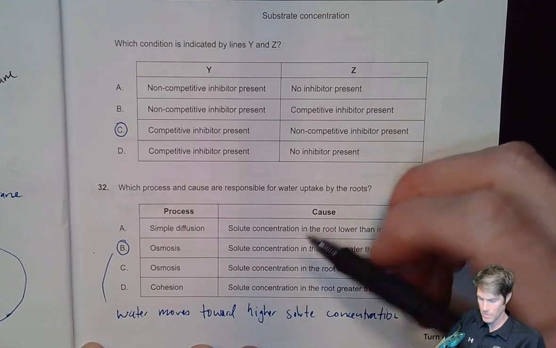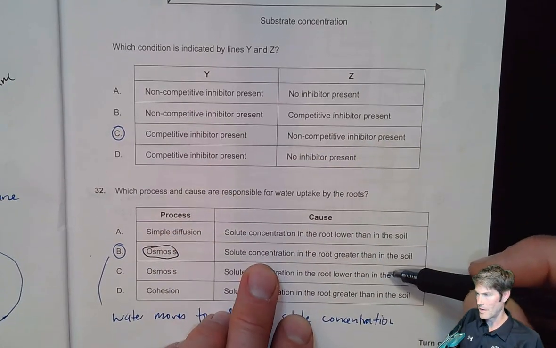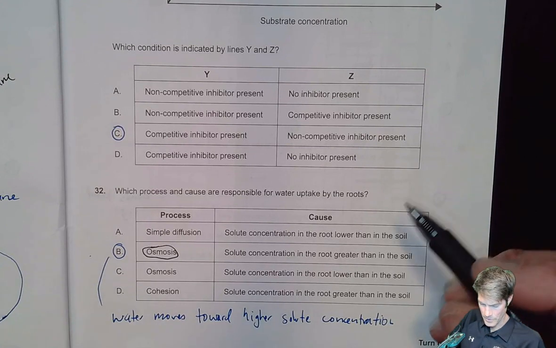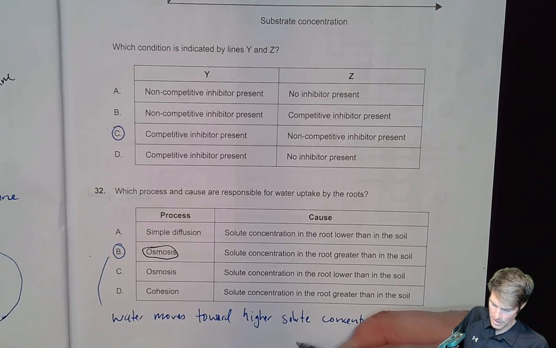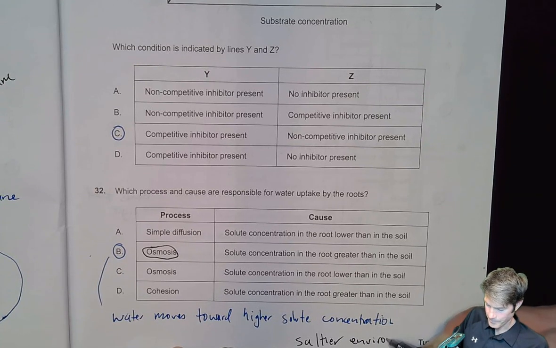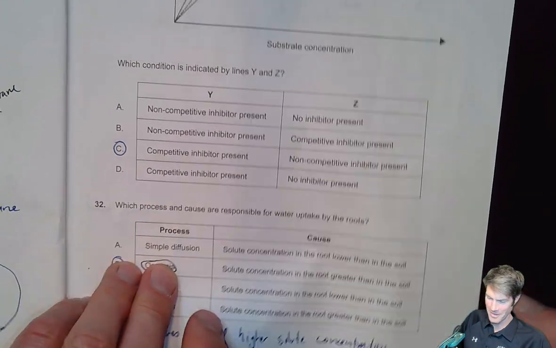Water uptake by roots. You should know that it's osmosis, and that solute concentration in the root is greater than in the soil. Remember, water moves towards a higher solute concentration, like a saltier environment. Think of it that way. Wherever it's saltier, it's going to move there more easily, more readily.